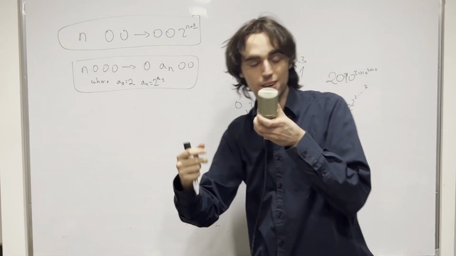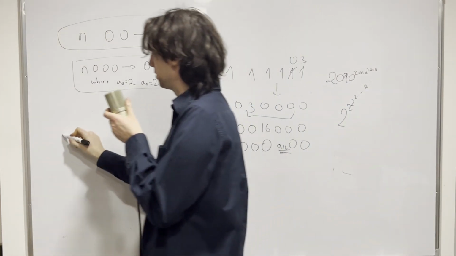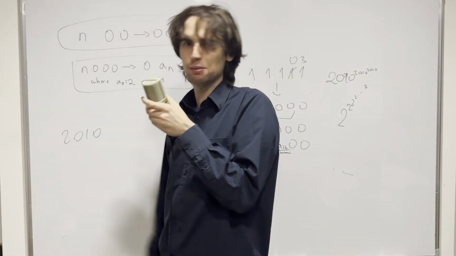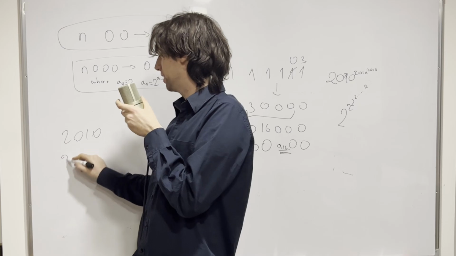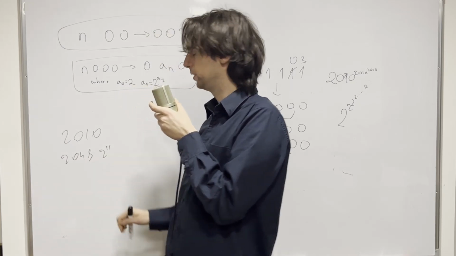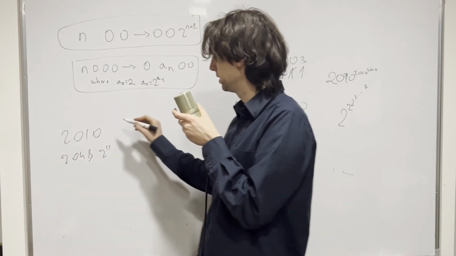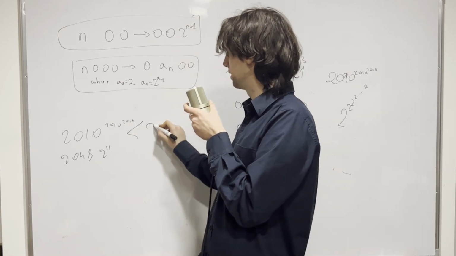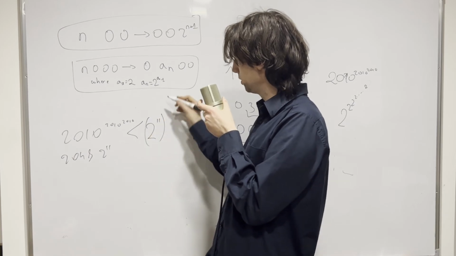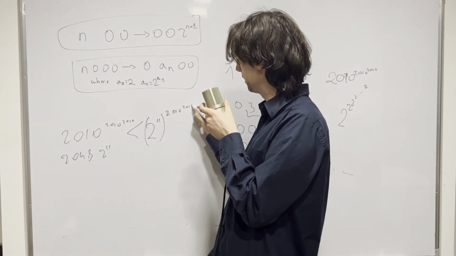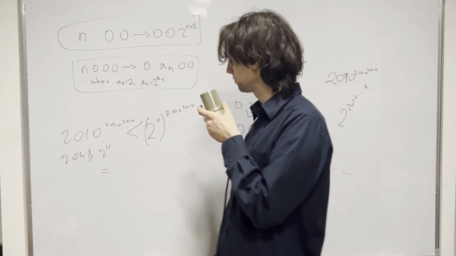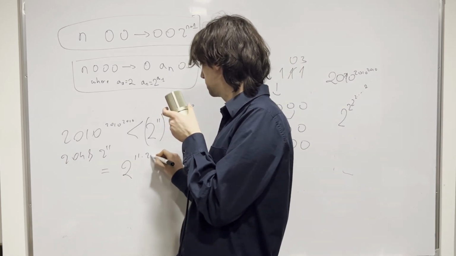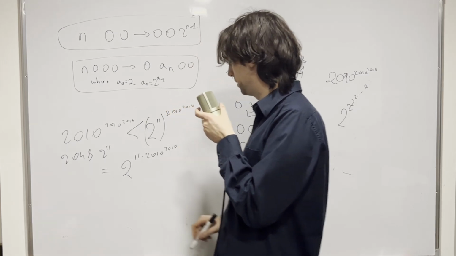And the answer is there is no comparison really, because if you do some computer science, or just memorize the powers of 2 up to some point, you know that 2048 is 2 to the 11th. So this 2010 to the 2010 to the 2010 is definitely less than 2 to the 11th to the power of 2010 to the power of 2010. Now what is this? Well, this thing right here is 2 to the 11th times 2010 to the 2010.